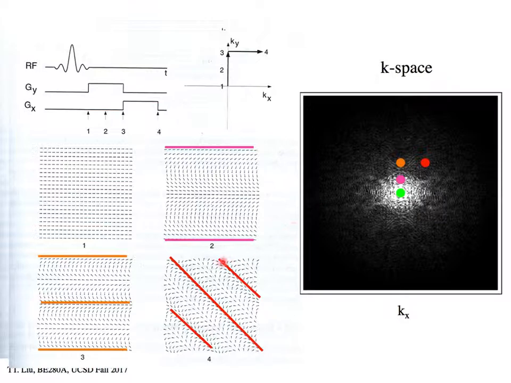And now, if I turn off my y gradient and turn on the x gradient, I start moving in the kx direction, and I sample this point, which corresponds to this orientation. So that's 4 samples of the Fourier transform of our object, which is provided by these 4 points in time. And that's this point, this point, this point, and this point. Okay.